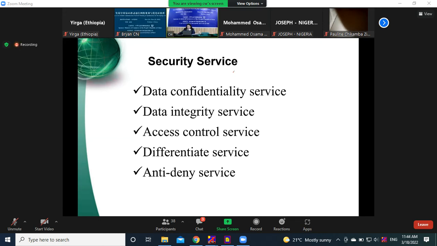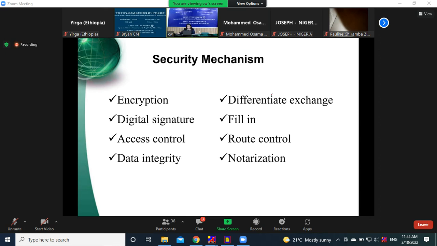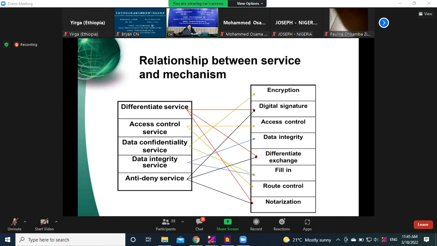And the authentication system and the anti-denial (non-repudiation) service. These are also different services. And then another is security methods. We can use different methods to support the security services: encryption, filtering, routing control, data integrity and access control. So if we want to provide different services, we should use different methods. There is a relationship between the service and the method.